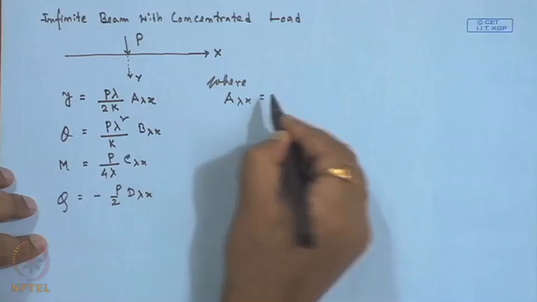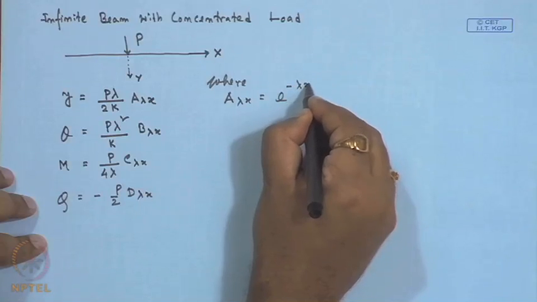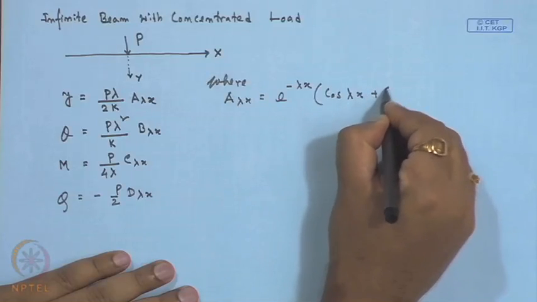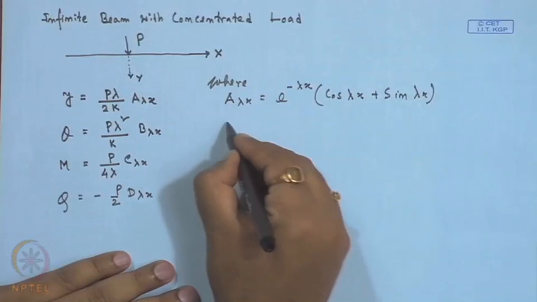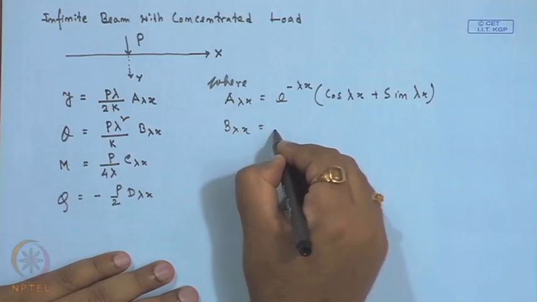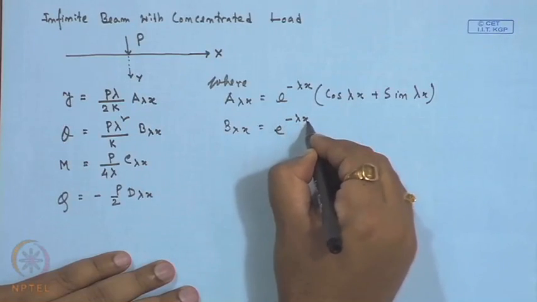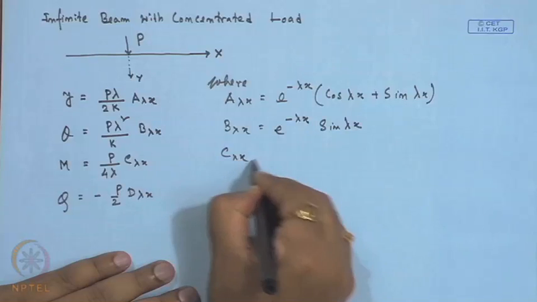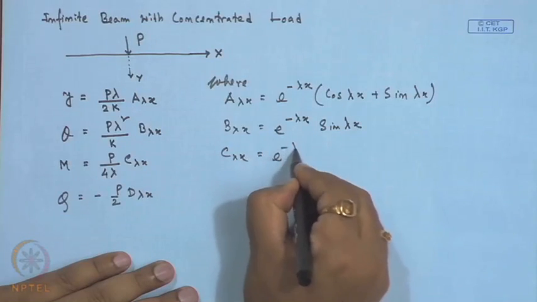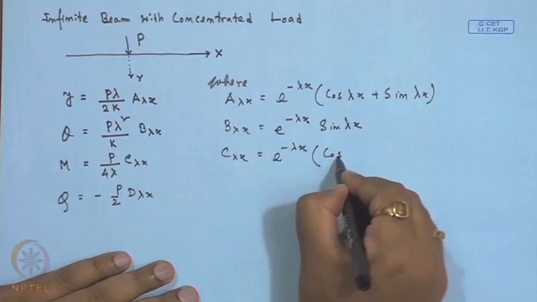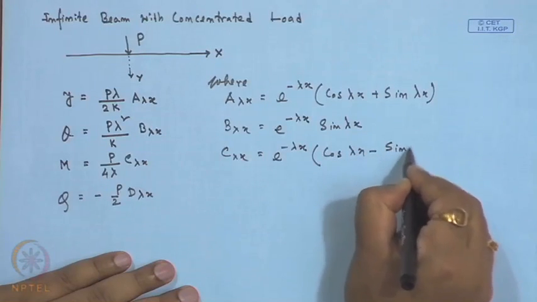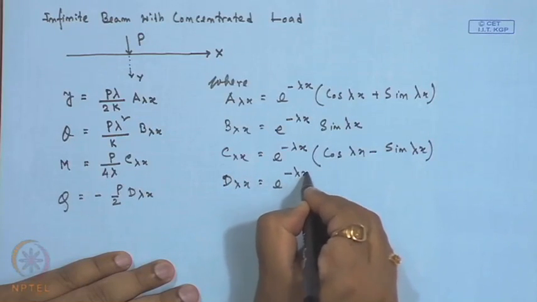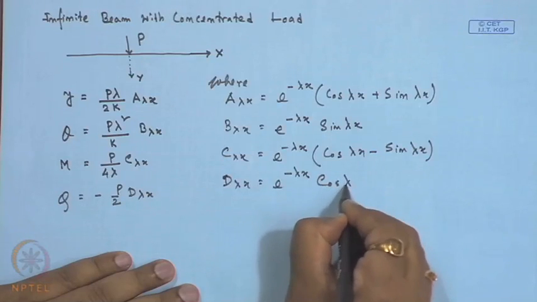A lambda x was e to the power minus lambda x into cos lambda x plus sin lambda x. Similarly, B lambda x was e to the power minus lambda x sin lambda x. C lambda x was e to the power minus lambda x cos lambda x minus sin lambda x. Similarly, D lambda x was e to the power minus lambda x into cos lambda x.